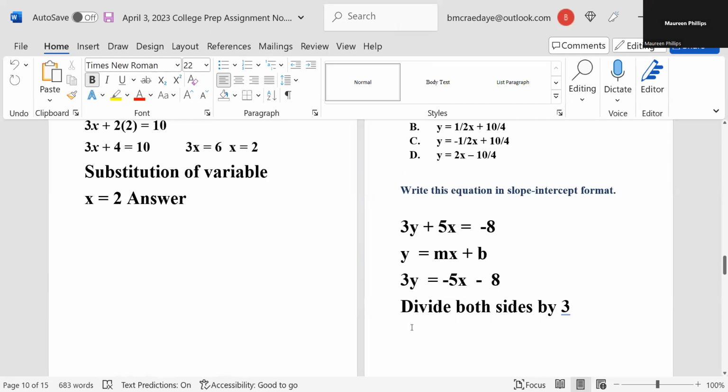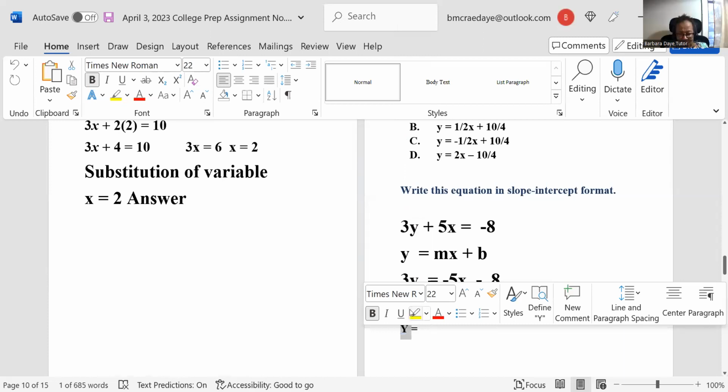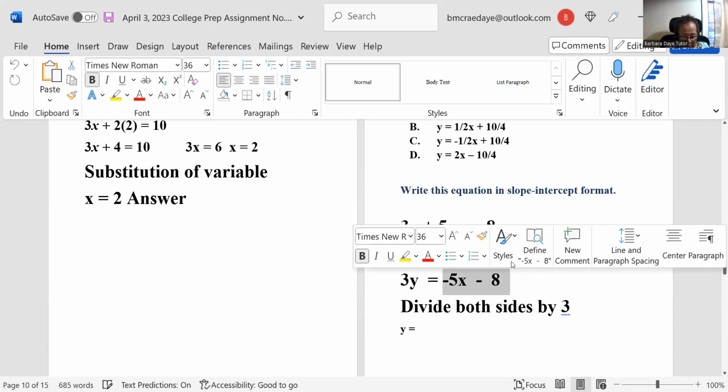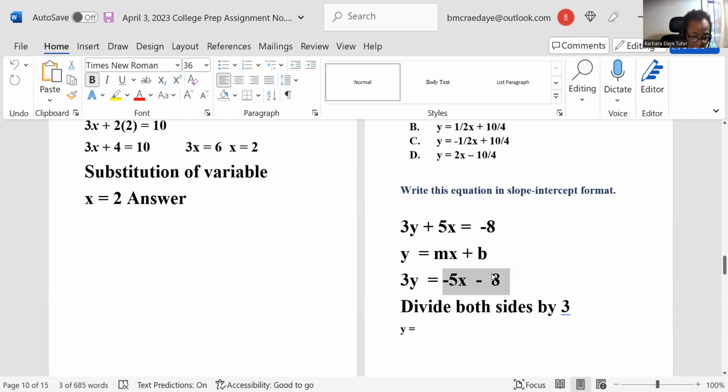So I get y equal what? Plus... equal what? 2/5, 5x minus 8. Okay, so you got y equal minus 5x minus 8. Let's put that here.